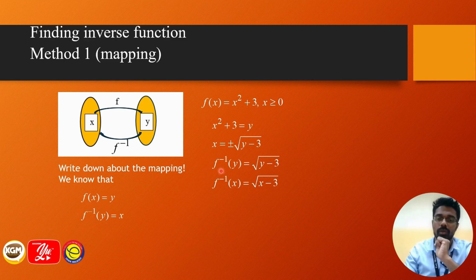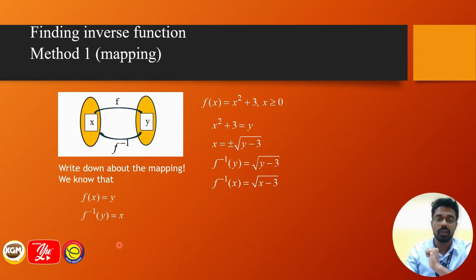Use the second piece of information. Remember this y, you can simply replace it: I put 1 here, 1 there; put 2 here, 2 there; put 3 here, 3 there; I put x here, x there. Hence I get the inverse function. So this is using the mapping method, nice and easy.